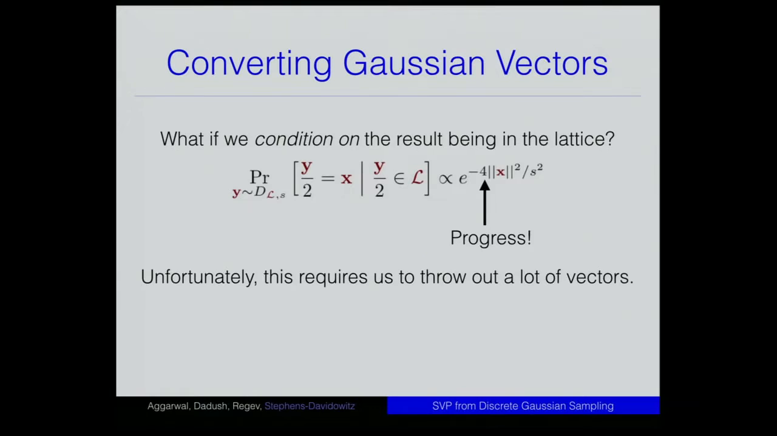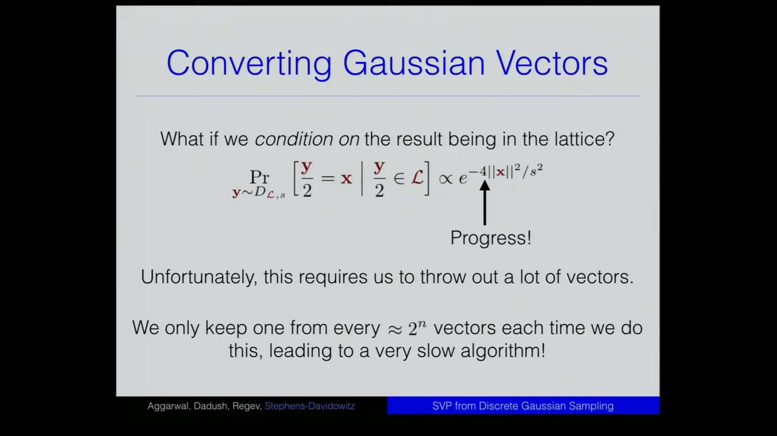And unfortunately, this requires us to throw out a lot of vectors. Indeed, when we're above smoothing, this requires us to only keep like 1 in every 2 to the n vectors. We want to do this a few times, a super constant number of times, so this isn't going to work for us.